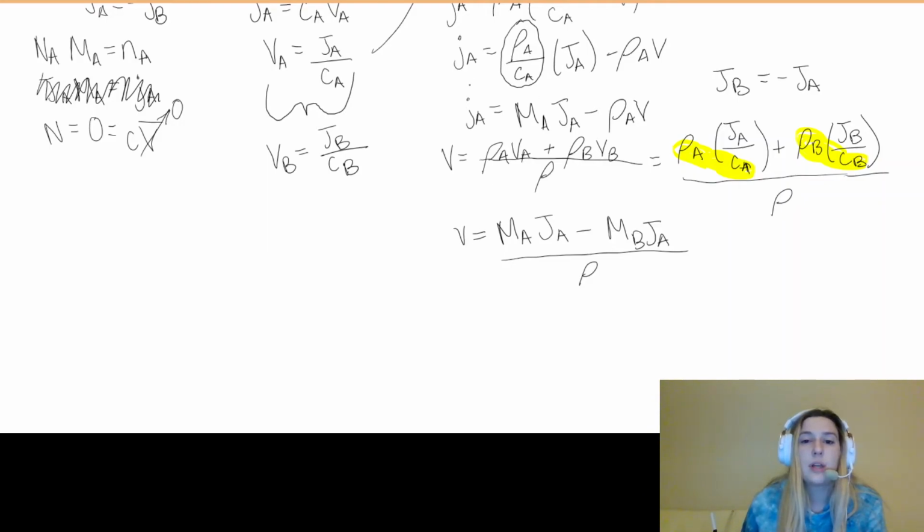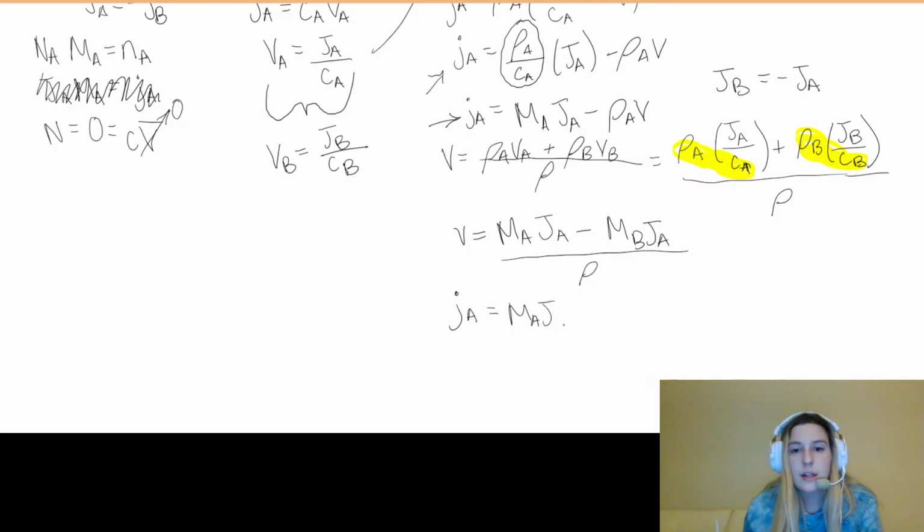So let's go ahead and plug it into our mass diffusive flux equation. Actually, let's use this one. MAJA minus rho A. And then we're going to plug in the whole velocity equation.